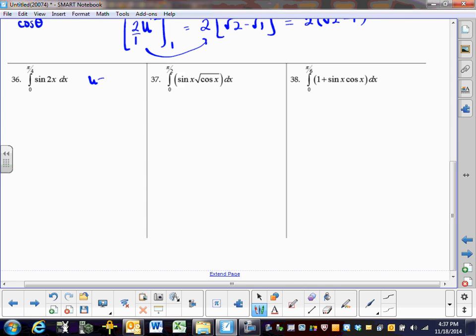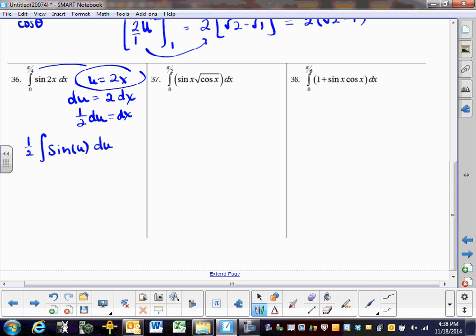For this next problem, my u is 2x. So du is 2 dx, and 1/2 du equals dx. So I have 1/2 sine of u du. If my u is 2x, then 2 times pi over 4 is pi over 2, and 2 times 0 is 0. I keep the half, go backwards from sine is negative cosine of u, from 0 to pi over 2.